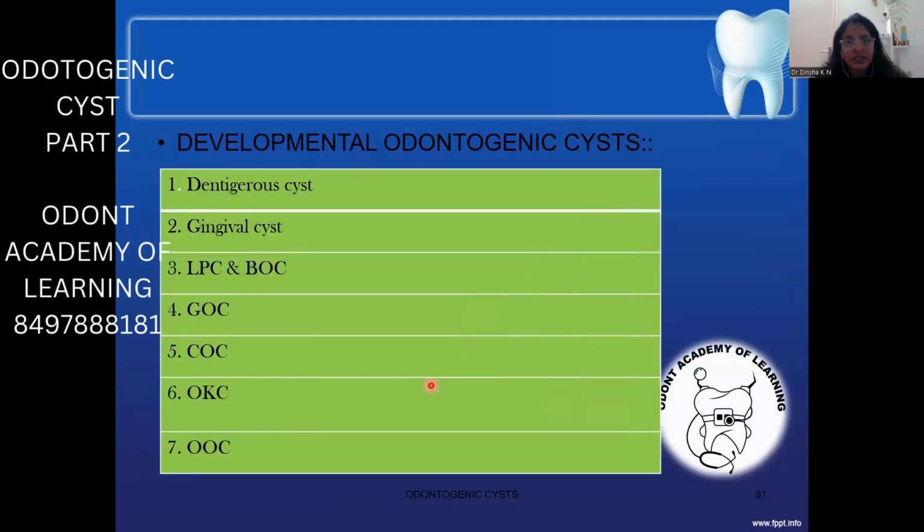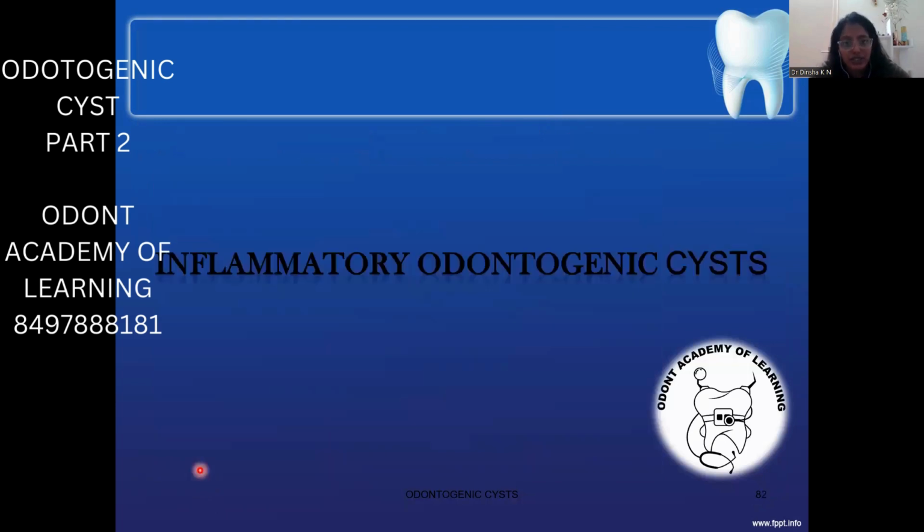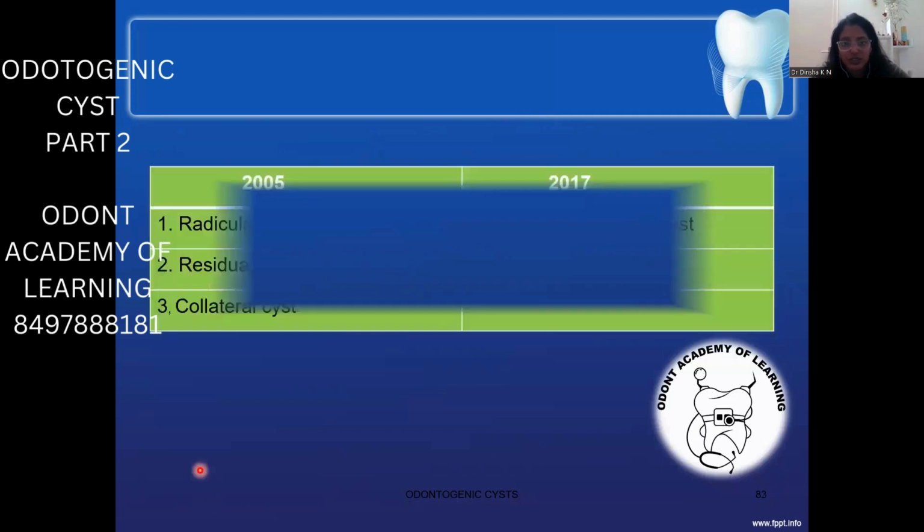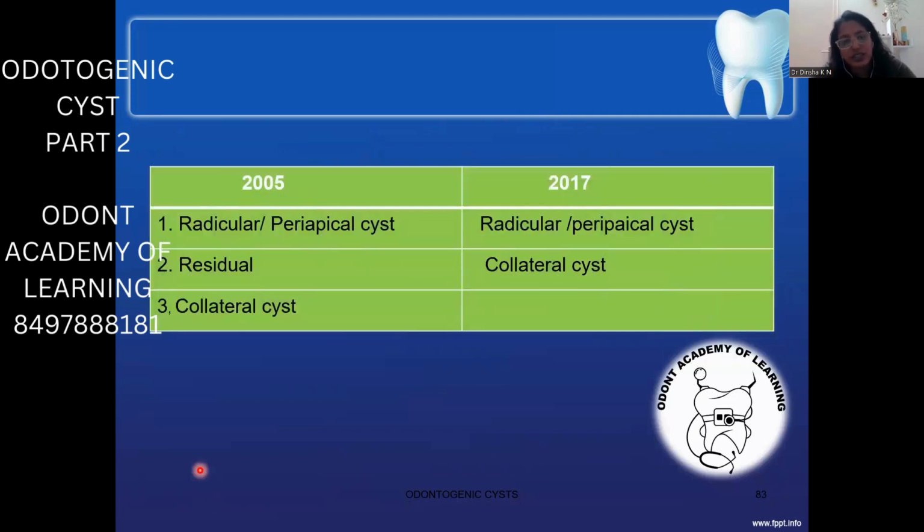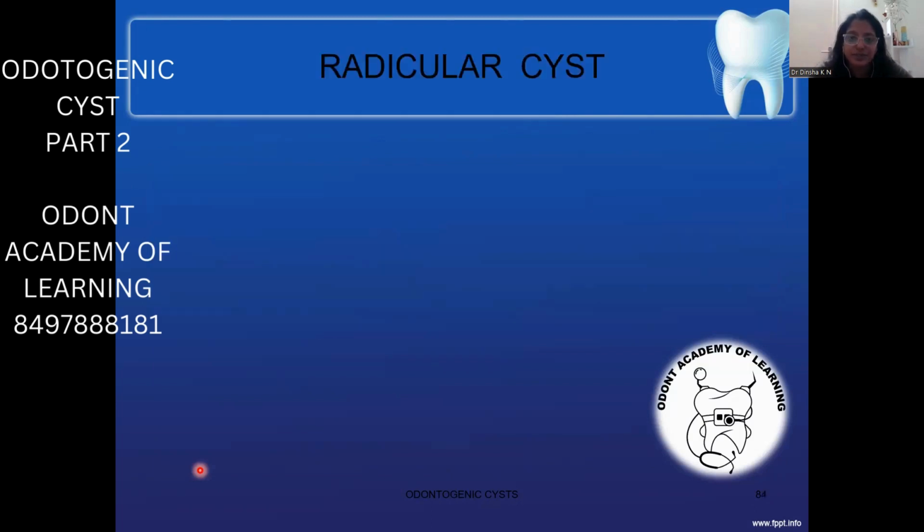So that comprises the list of developmental odontogenic cysts. That is dentigerous cyst, gingival cyst, lateral periodontal and botryoid odontogenic cyst, glandular odontogenic cyst, calcifying odontogenic cyst, odontogenic keratocyst, and orthokeratinized odontogenic cyst. The next classification is the inflammatory odontogenic cyst. Under inflammatory, initially we had radicular or periapical cyst, residual cyst, and the paradental cyst. In the latest update, we have only the radicular cyst and the paradental cyst.